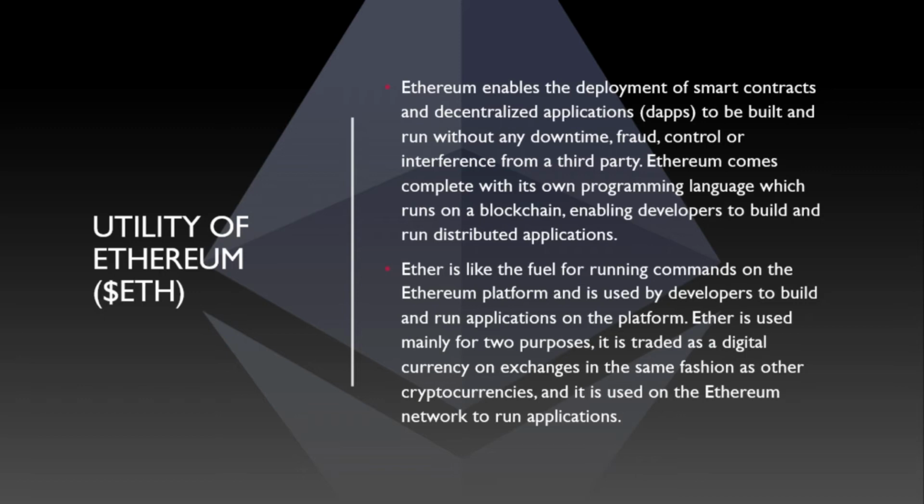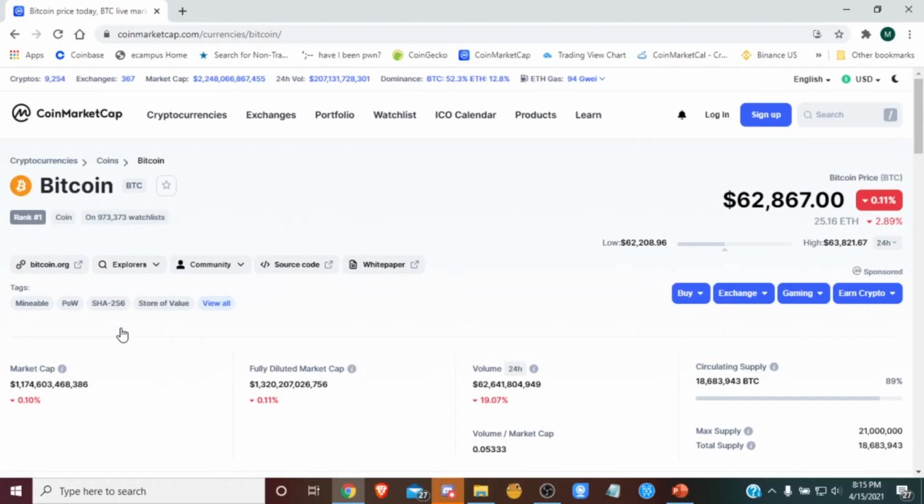Ether is used mainly for two purposes. It is traded as a digital currency on exchanges in the same fashion as other cryptocurrencies, and it is used on the Ethereum network to run applications. Bitcoin is considered the grandfather of all cryptocurrencies. A key difference between cryptocurrency and fiat money is that fiat money can have inflation due to overprinting. There will only ever be a certain amount of Bitcoin in the world, so the concept of there being an overinflation of Bitcoin is non-existent.